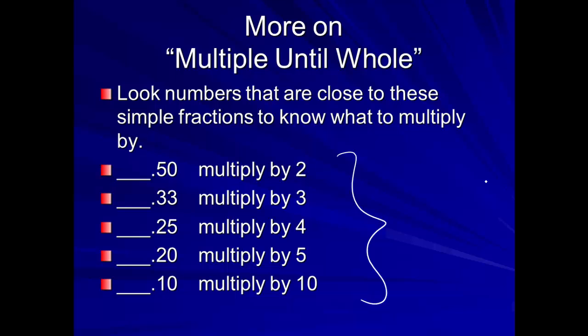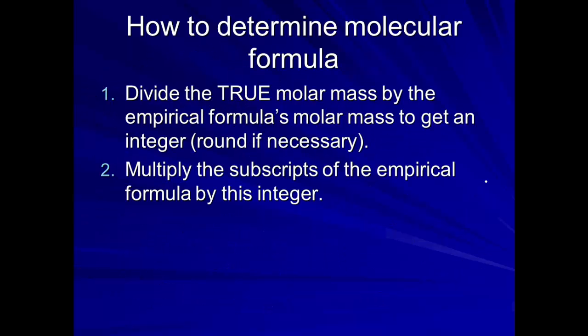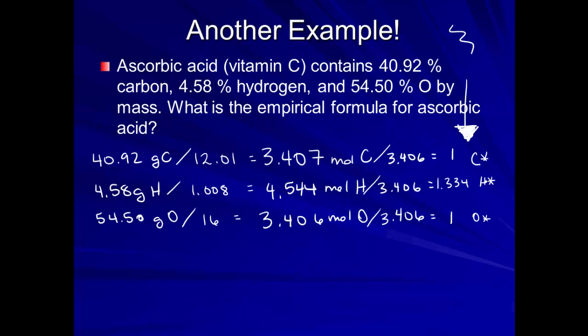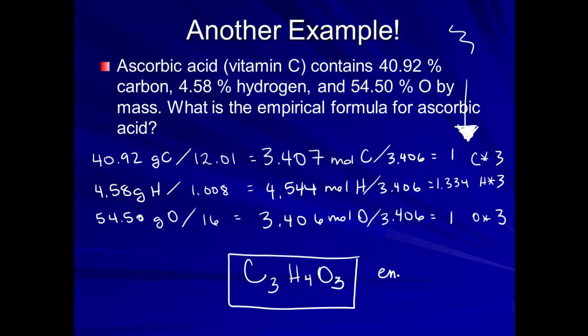We do. We had a 0.33, so we're going to multiply by 3. All of them get multiplied by 3 to make it into a whole number. So times 3, 3, 3. So carbon becomes 1 times 3, 3. Hydrogen is 1.33 times 3, which equals 4. So H4. And then oxygen is 1 times 3. So oxygen is 3. So that's it. That is the empirical formula of ascorbic acid, C3H4O3.